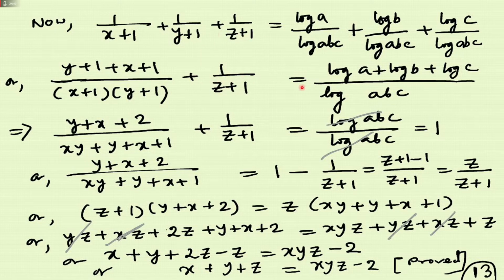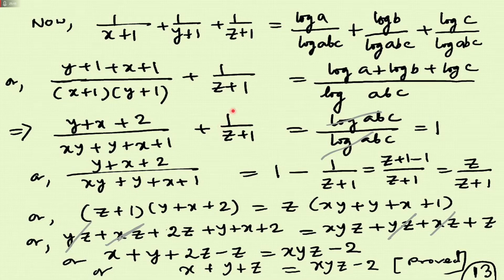And this is the right hand side of the equation, and in the left hand side of the equation, after having LCM here, x plus 1 into y plus 1, you will have y plus 1 plus x plus 1, and just keep this aside, plus 1 by z plus 1. Now adding these 4 terms, you will have y plus x plus 2, and producting these two factors, you will have xy plus y plus x plus 1. Now this will give you 1.